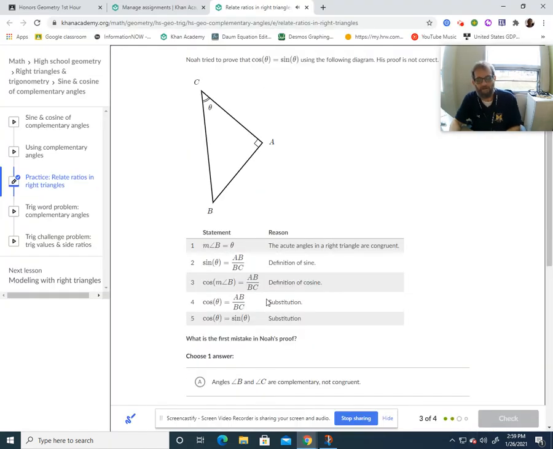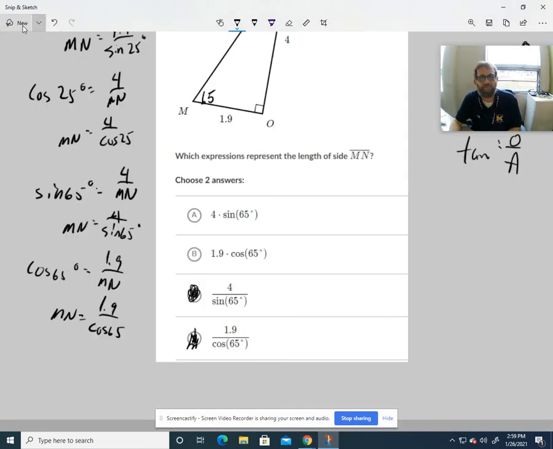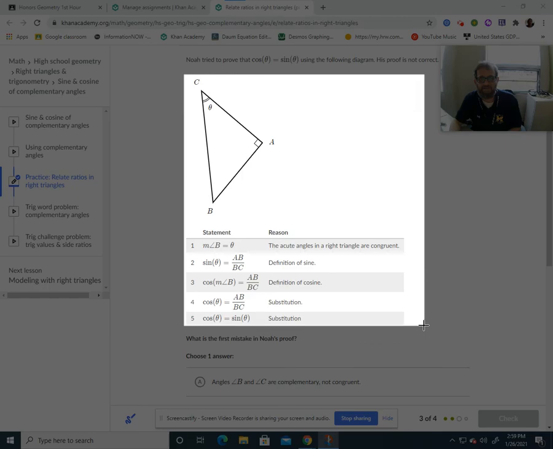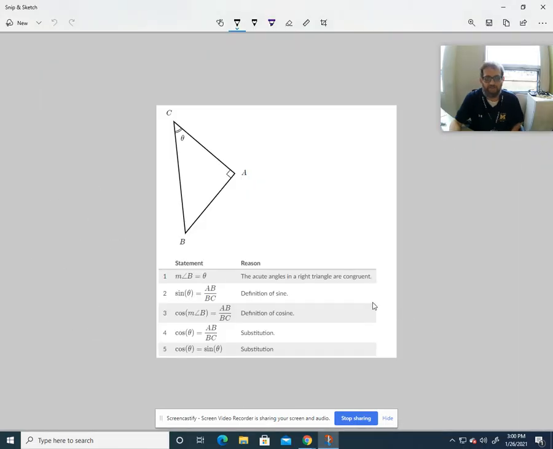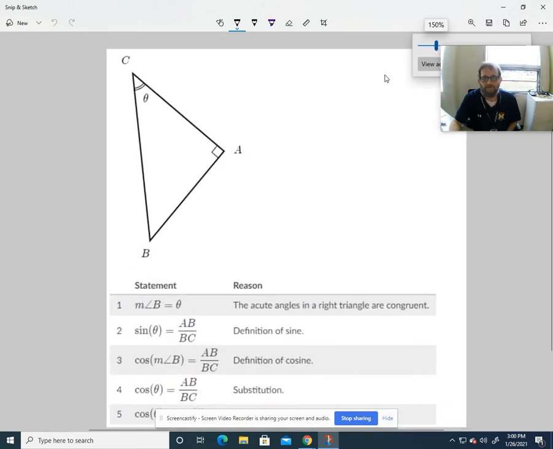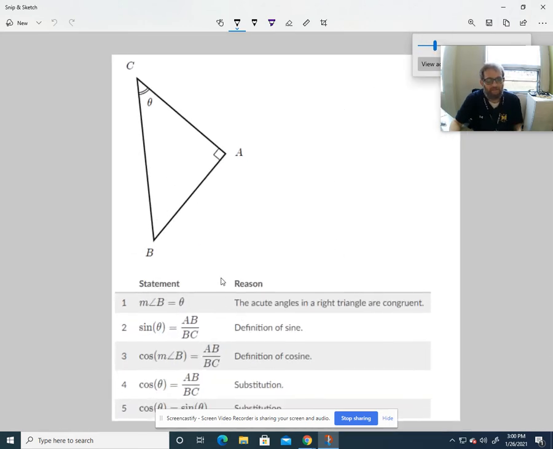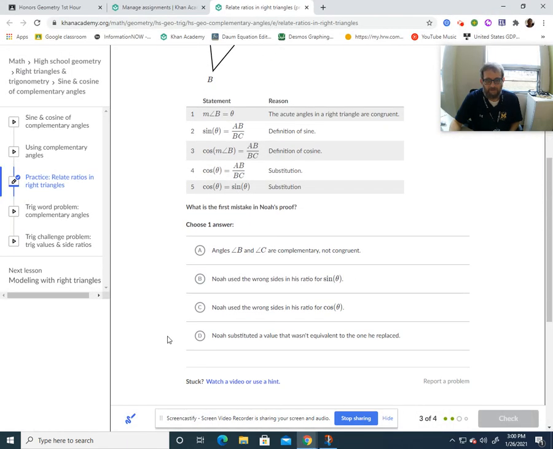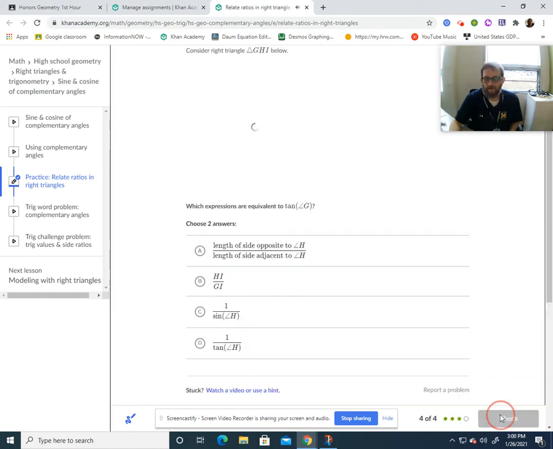All right. Oh, proofs. No one likes these things. So we're looking for the mistake again. This is usually what we're doing here. We're trying to see where they made a mistake. Angle B is equal to theta. That is wrong. I don't have to look any further. Angle B is not equal to theta. Angle B is 90 minus theta, because these two have to add up to 90 degrees. So that didn't take us very long to find the error. They are complementary, not congruent. A is the correct answer.